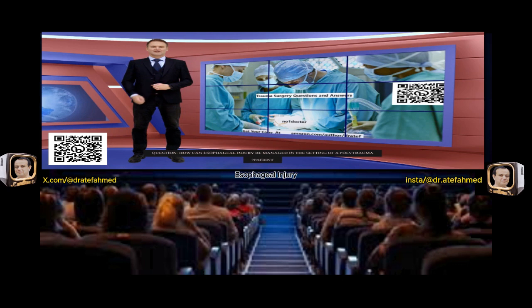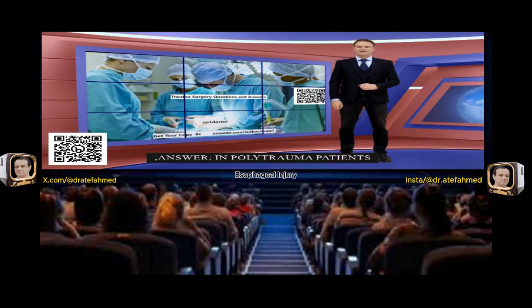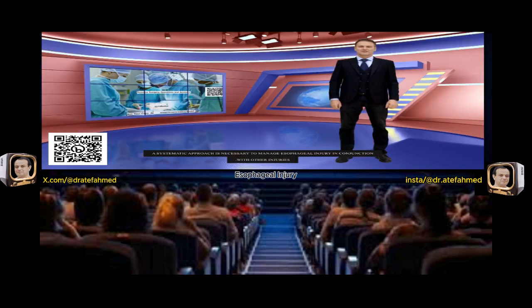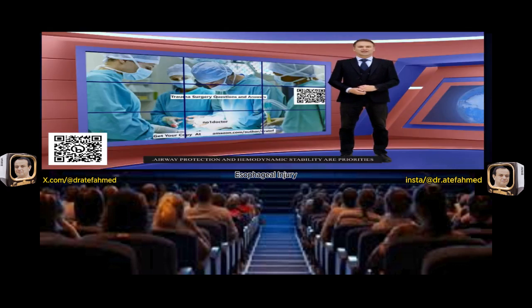Question: How can esophageal injury be managed in the setting of a polytrauma patient? Answer: In polytrauma patients, a systematic approach is necessary to manage esophageal injury in conjunction with other injuries. Airway protection and hemodynamic stability are priorities.